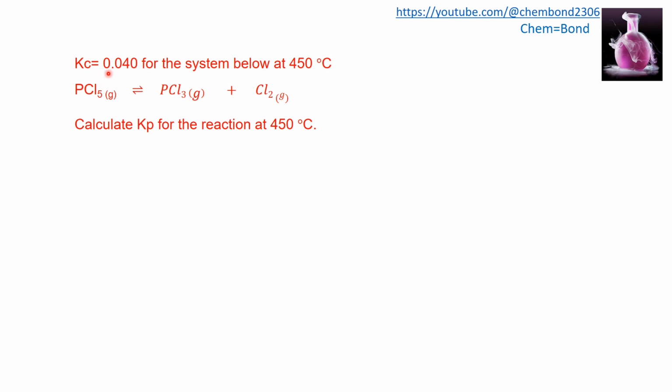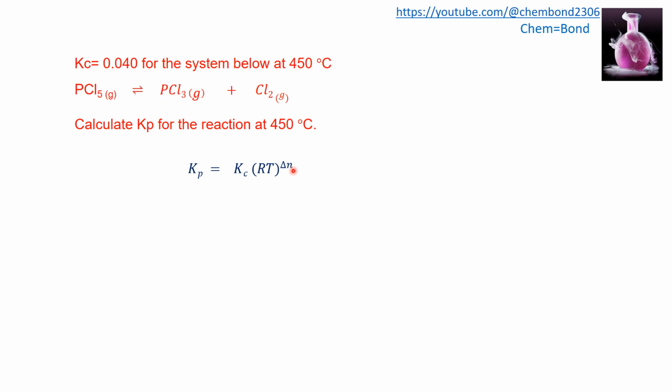Kc is equal to 0.040 for the system below at 450 degrees C. Here phosphorus pentachloride will decompose and produce phosphorus trichloride and chlorine gas. Find the Kp at 450 degrees C. Now the formula for the conversion between Kp and Kc is Kp is equal to Kc (RT) to the power delta N. Its superscript is delta N.